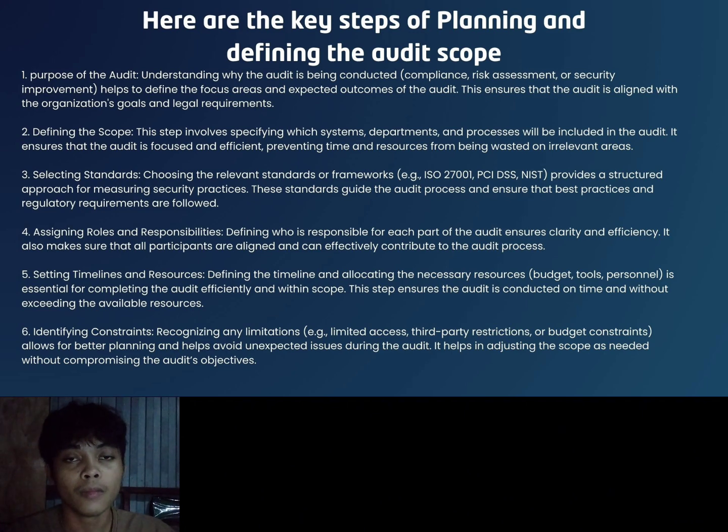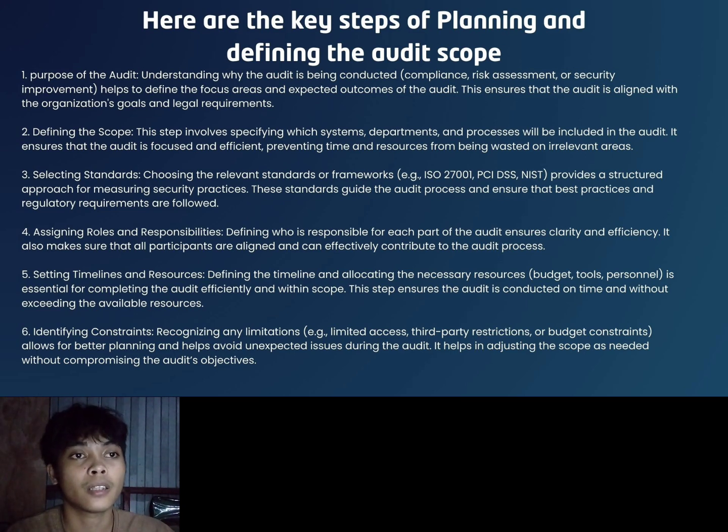Number 4. Assigning roles and responsibilities. Defining who is responsible for each part of the audit ensures clarity and efficiency. It also makes sure that all participants are aligned and can effectively contribute to the audit process. This step ensures that everyone involved in the audit understands their roles and responsibilities. Clear role assignment makes sure that the audit is more organized and efficient.